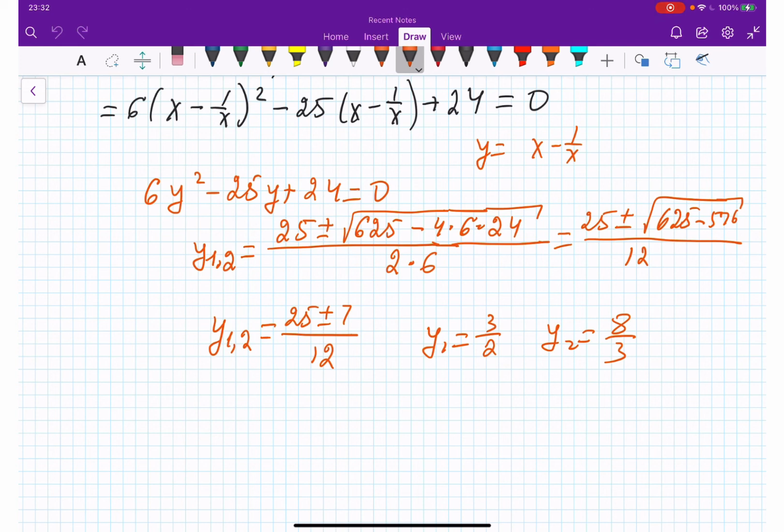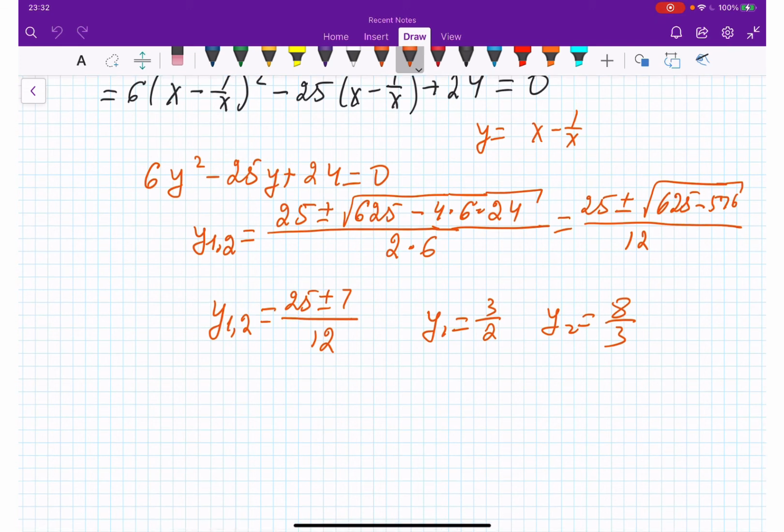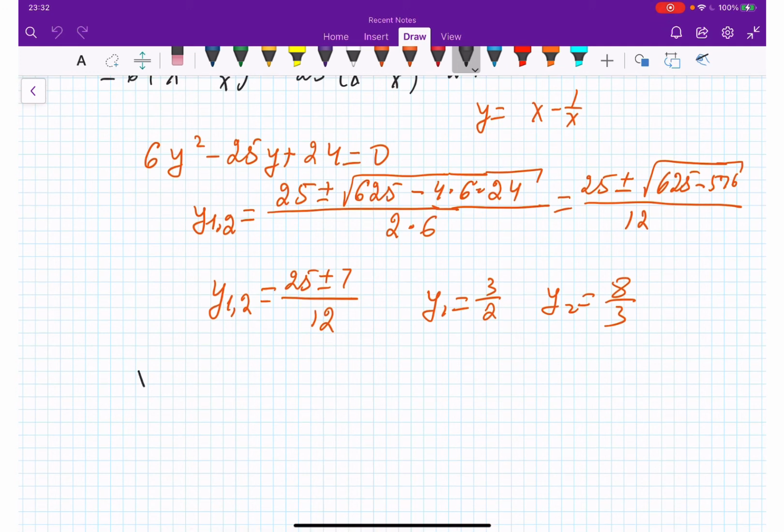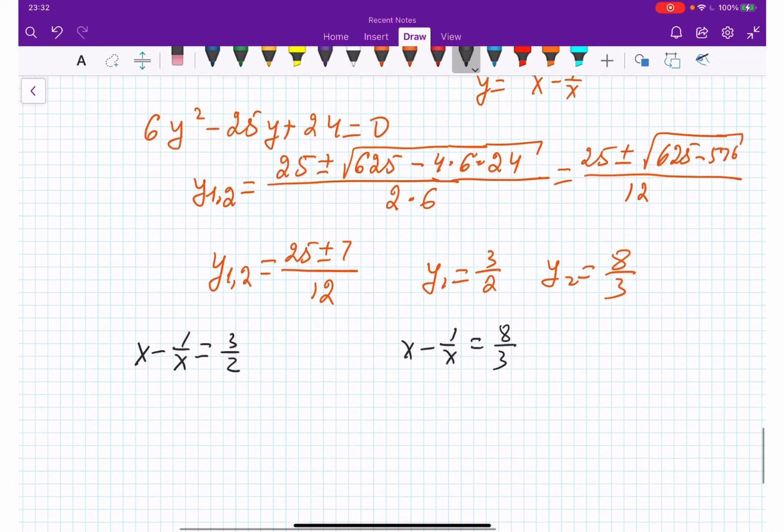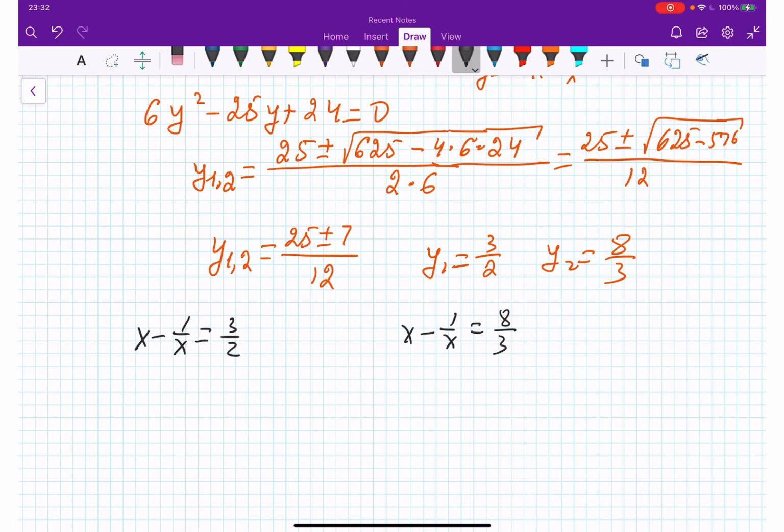Okay, reversing now, substitution, bringing back our x, and we are getting x minus 1 over x is equal 3 over 2, and x minus 1 over x is equal 8 over 3. This time looks like we are going to have all 4 answers, because we have degree 4, right? Highest degree is 4, that means it should be 4 answers.